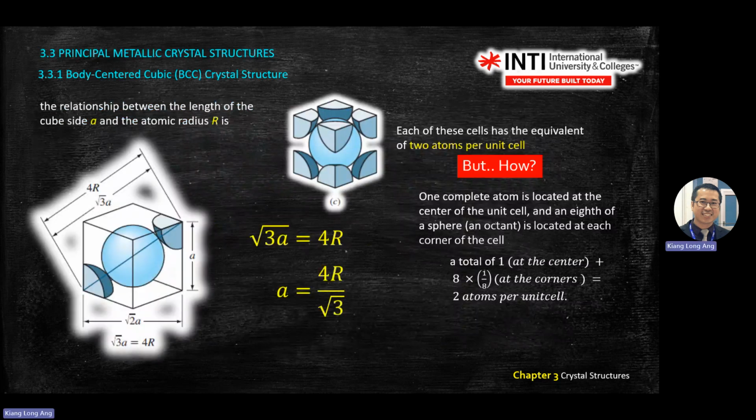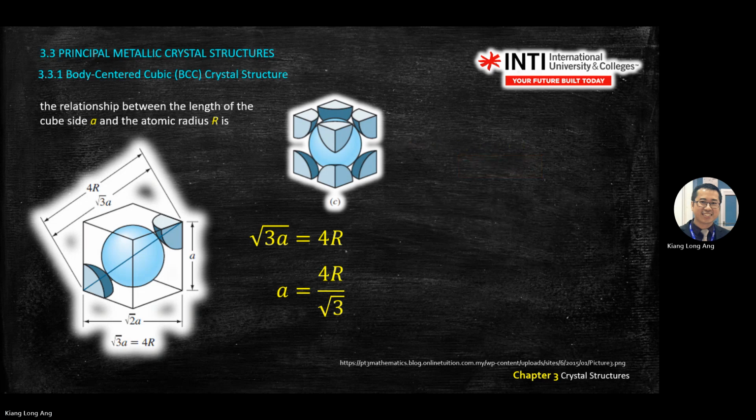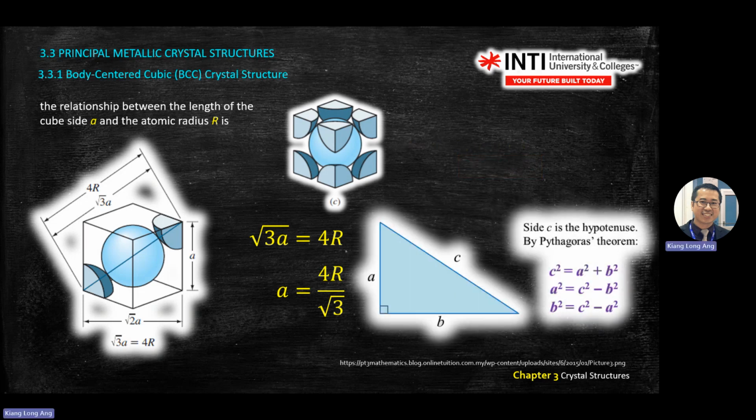Okay, so I did prove to you how to get A equal to 4r divided by square root of 3. I also gave you some hints there. What is the Pythagorean theorem, A, B, and C? If you forget, then you go ahead and have this one in your revision.